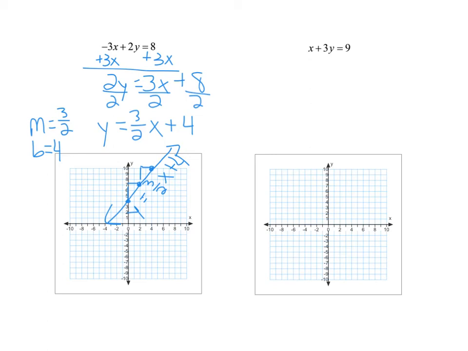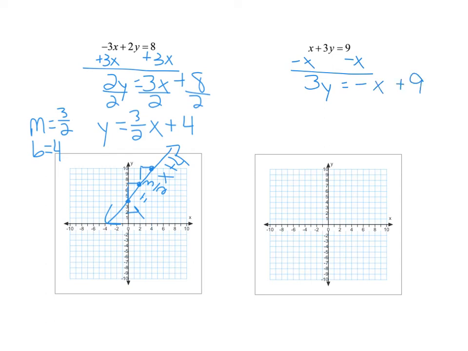I'm trying to isolate y. What do I have to get rid of first? I have to get rid of this x. That's a positive 1x, right? So I'm going to subtract x from both sides. I'm going to bring down my 3y. I can't combine 9 and x. They are not like terms. So I'm going to write the minus x first and the plus 9 at the back.